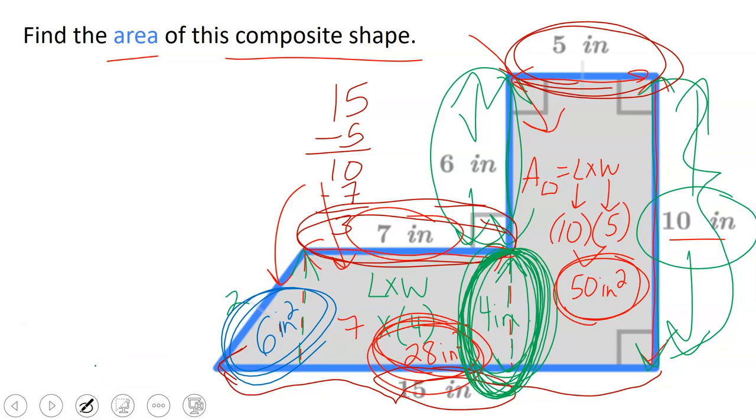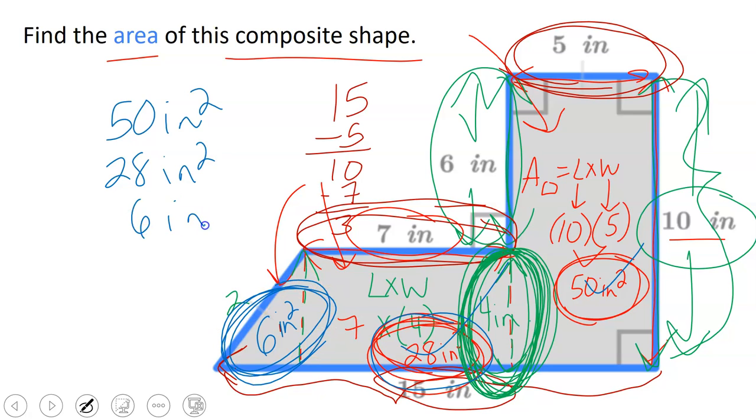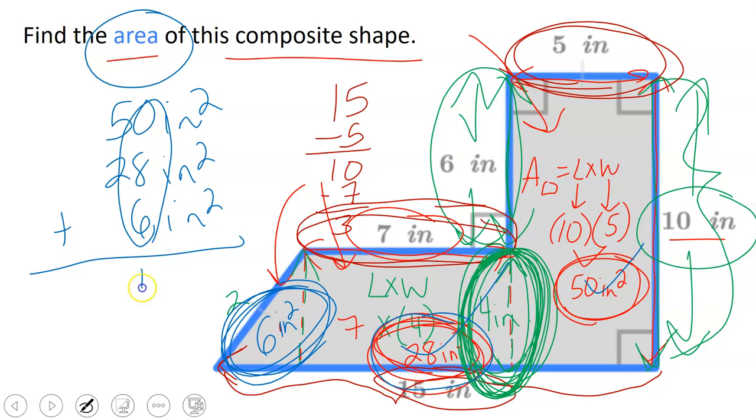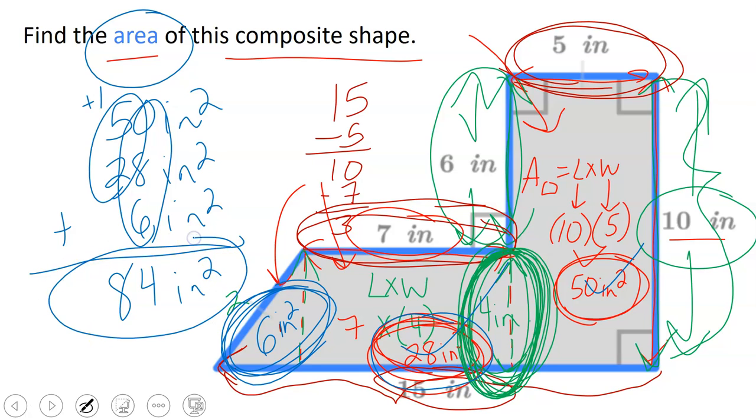So the final step is to add the 50 inches squared plus the 28 inches squared plus the 6 square inches. And that will give me the total area of this composite shape. So I'm going to add 0 and 8 and 6, which gives me 14. I carry the 1. 5 and 2 is 7, plus that extra 1 gives me 8. So the total area of this composite shape is 84 square inches.